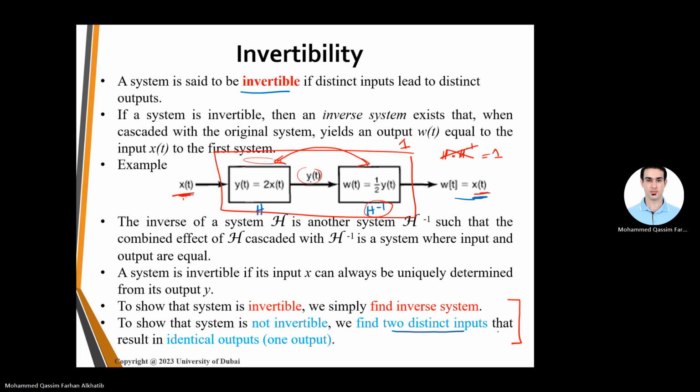But how do you prove that the system is not invertible? Just apply two different inputs. Will you get the same output? Because you're mapping a single input to a single output. If two inputs lead to the same output, then the system is not invertible.